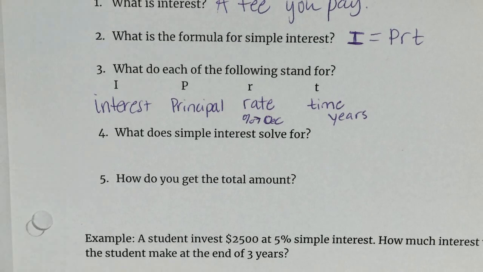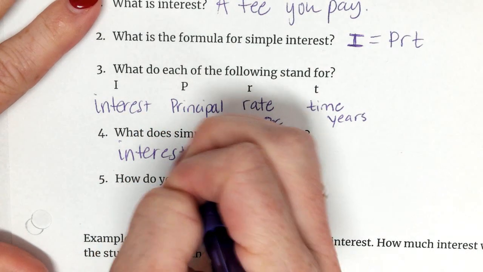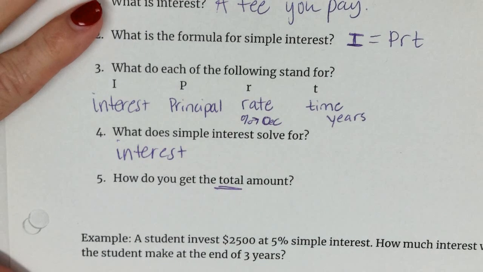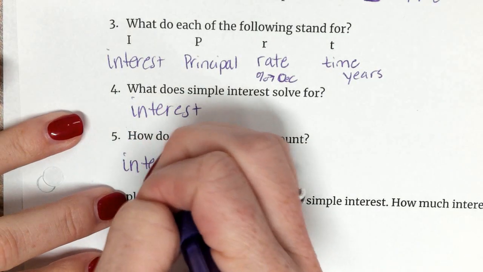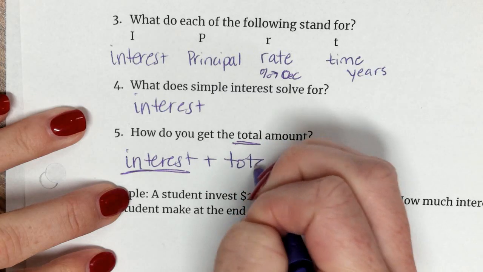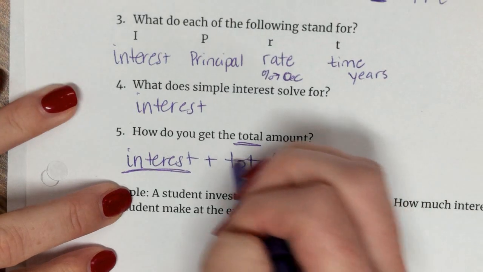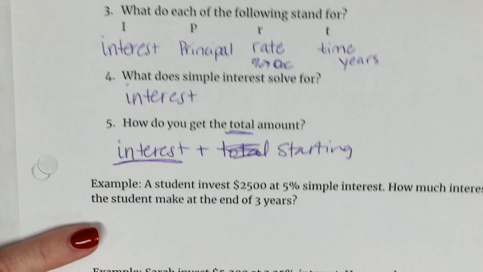All right, what does this formula solve for? Does it solve for interest or does it solve for your total? Interest. So if the question asks for the total, what would you do to get it? You would add it back. You would take the interest, which is your answer, and you would add it back to the total, to the starting amount, to the principal, to get the total.